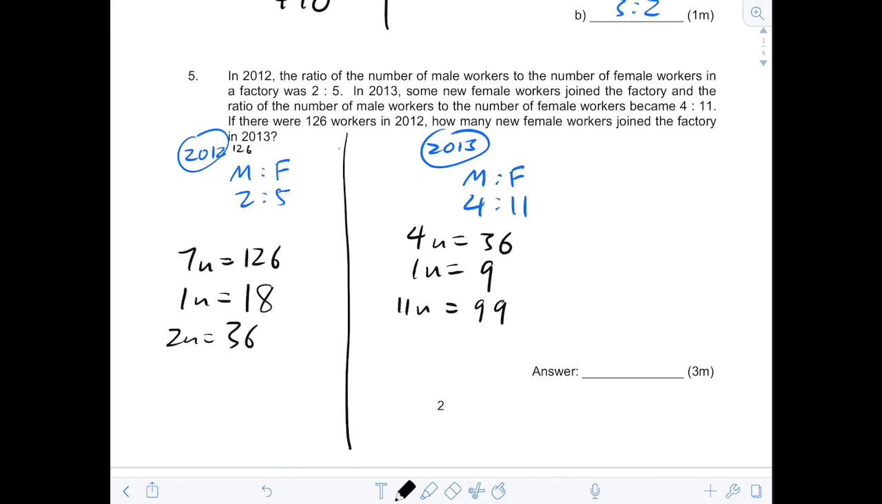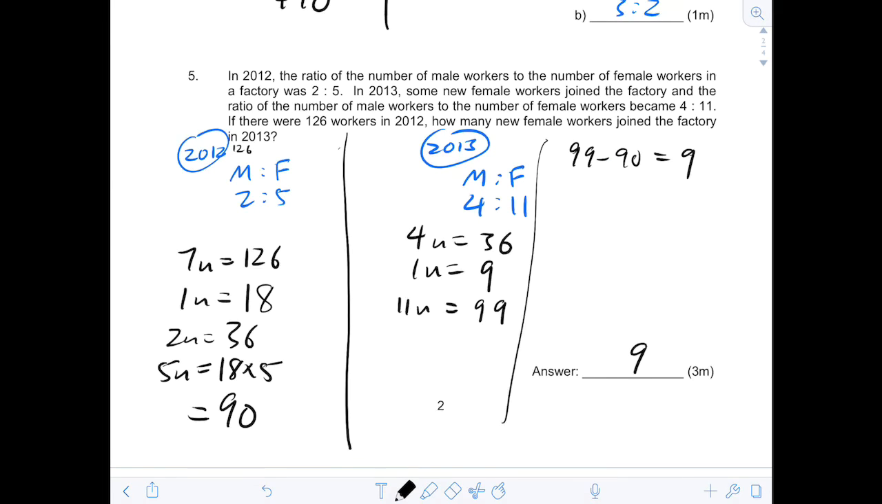And sorry, for the 2012 part, I forgot to find how many females there are. So here you just need to find 5 units equals to 18 times 5, you get 90. Correct? So how many new female workers joined now? You just need to use your normal maths to find, since the number of females in 2013 was 99 and in 2012 was 90, you just have to minus them off. You get 9. Alright, so this is an important way of doing your ratio methods to find the before and after. You all really need to look through it.